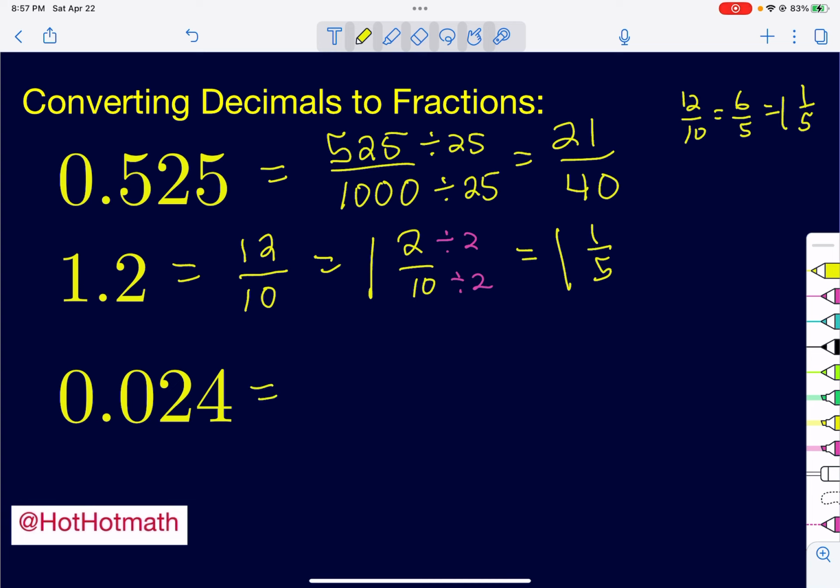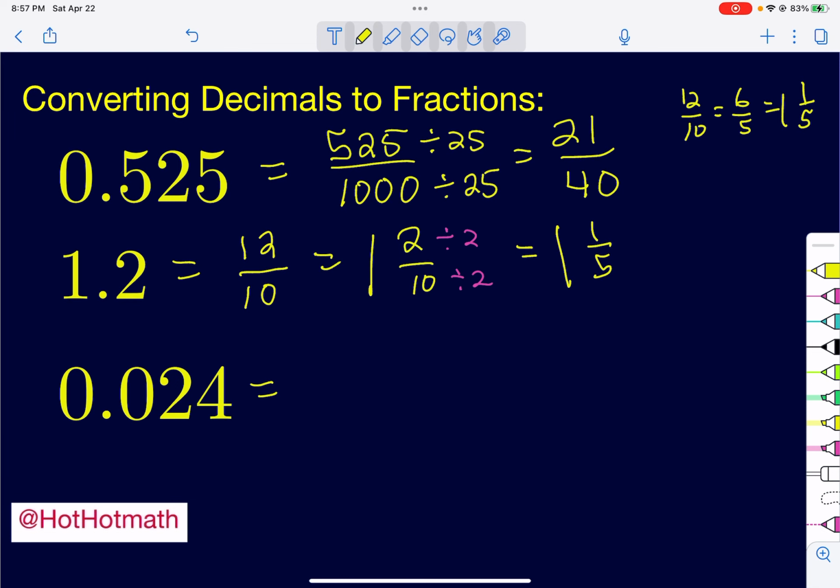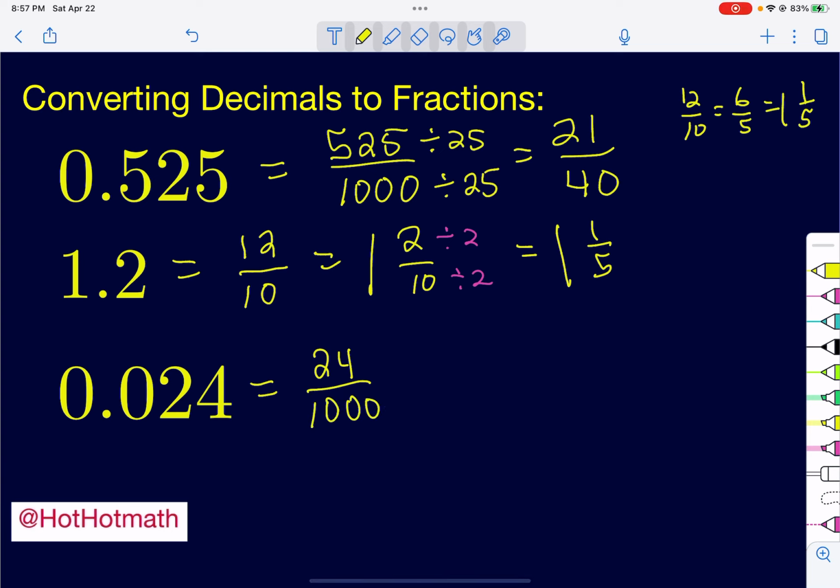Let's take a look at this one. You might notice that we are 3 places, so put it over 3 zeros. Now, you wouldn't show the 0. You wouldn't write 024 if you wanted to write the number 24. You would just write 24. So let's put that over 1,000.